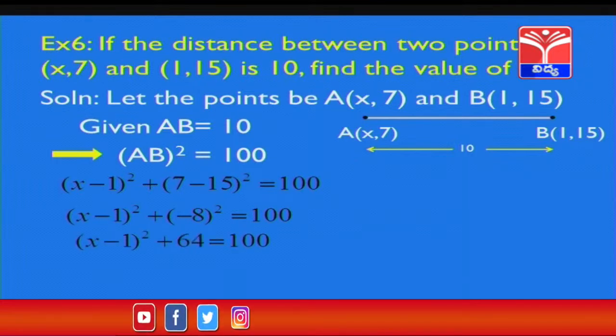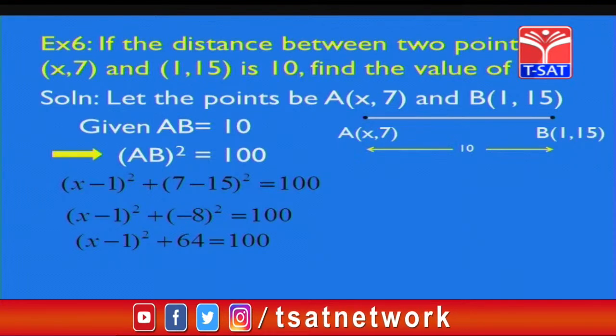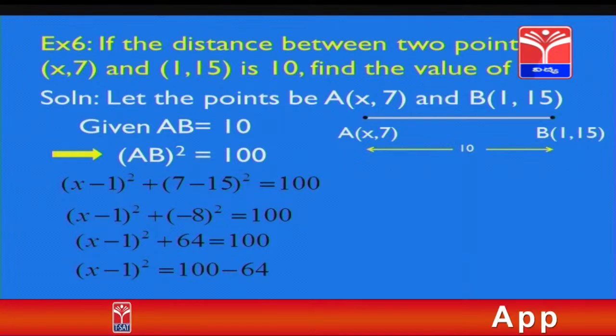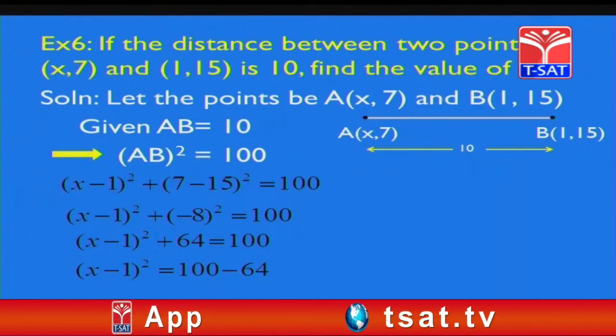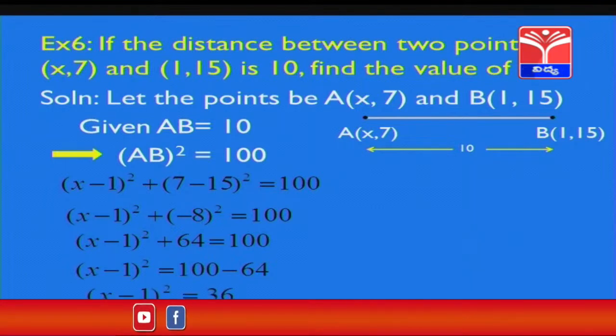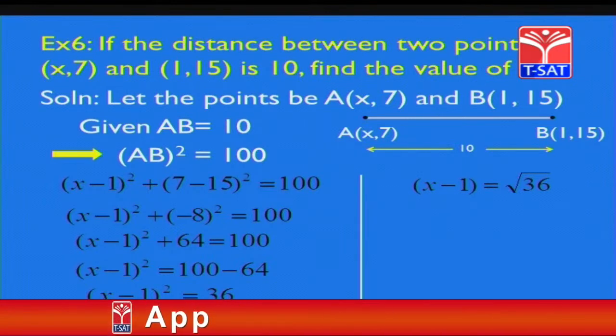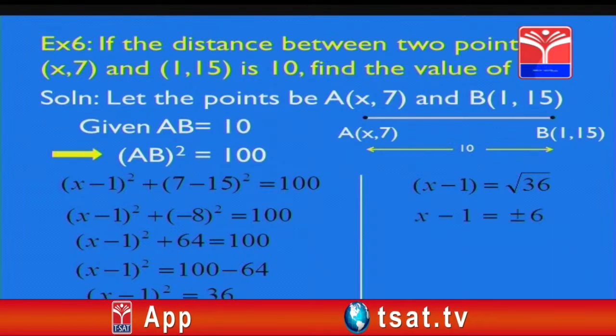So, I get (x minus 1) whole square plus 64 is equal to 100, and I will be transposing this 64 to the other side, where I get (x minus 1) whole square is equal to 100 minus 64, plus 64 when transposed to the other side gives me minus 64. So, (x minus 1) whole square is equal to 36, which means to remove the square I have to apply the root on the other side. So, x minus 1 is equal to under root 36. So, x minus 1 will be equal to plus or minus 6.